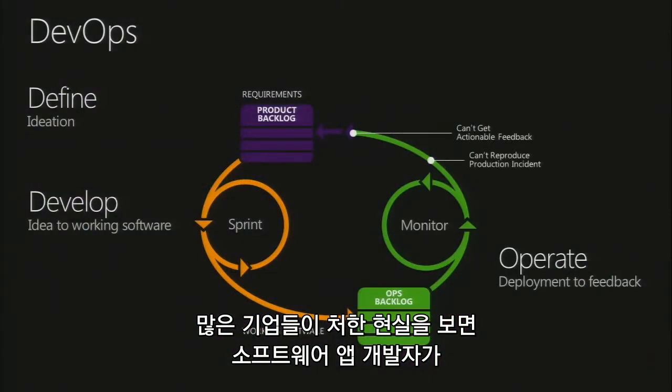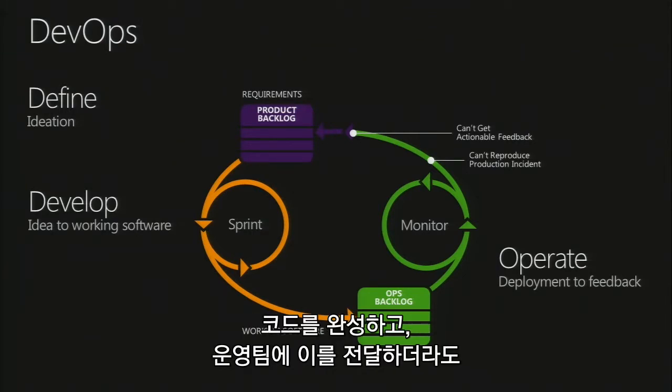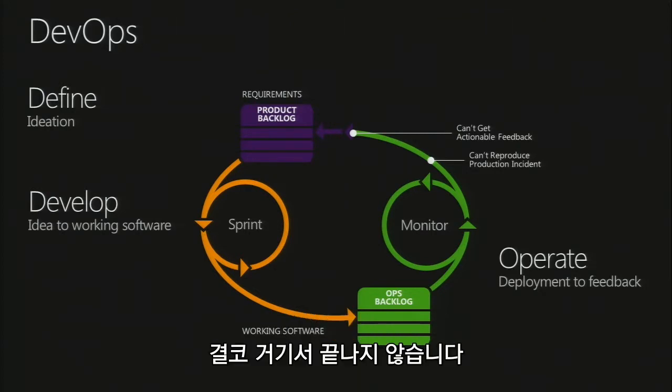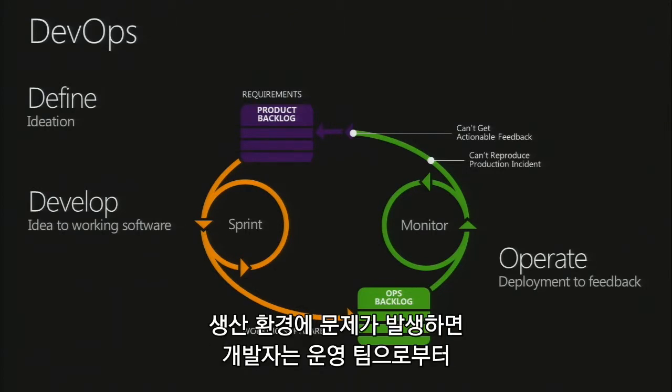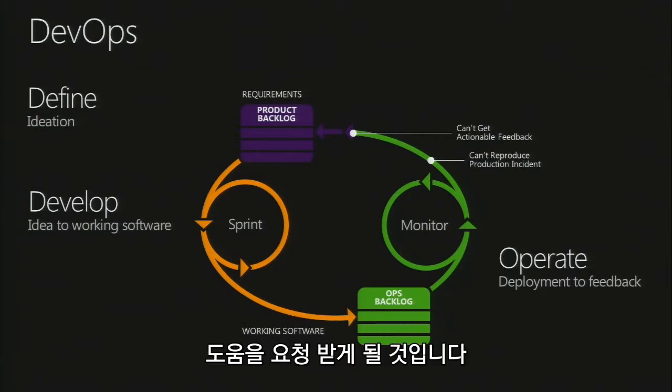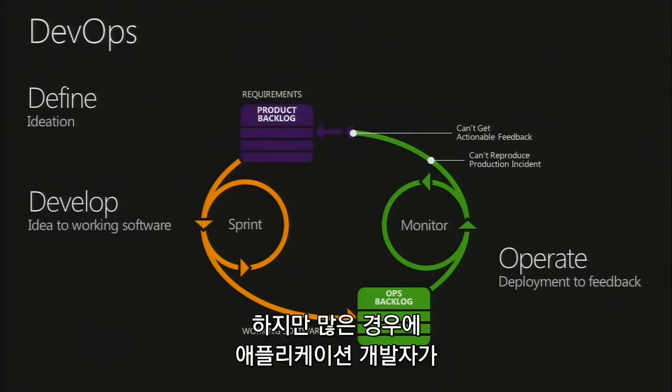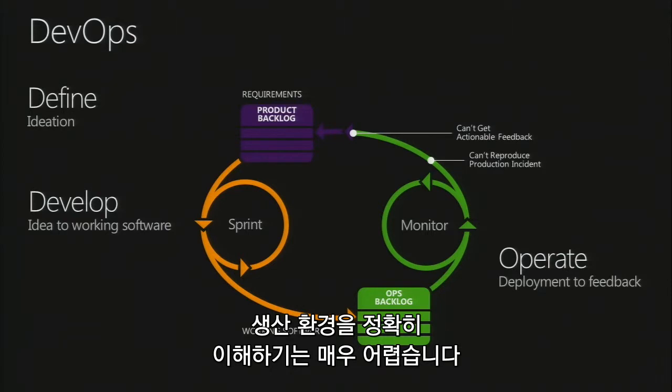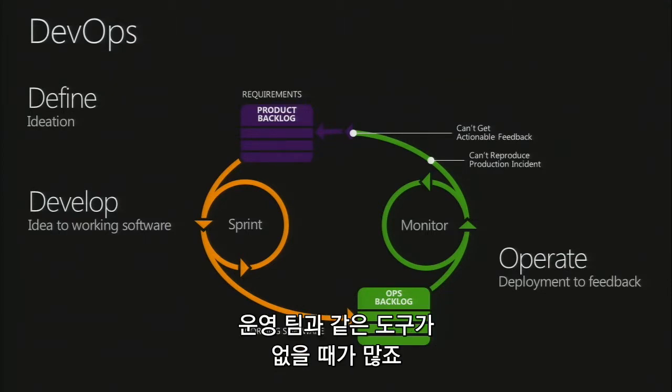One of the challenges that a lot of organizations face today is that when software application developers finish the code and hand it off to operations, their job isn't done. They're probably going to hear back from operations if there's an issue in the production environment. But it's often difficult to understand as an application developer exactly what's happening in that production environment. We often don't have the same sets of tools.